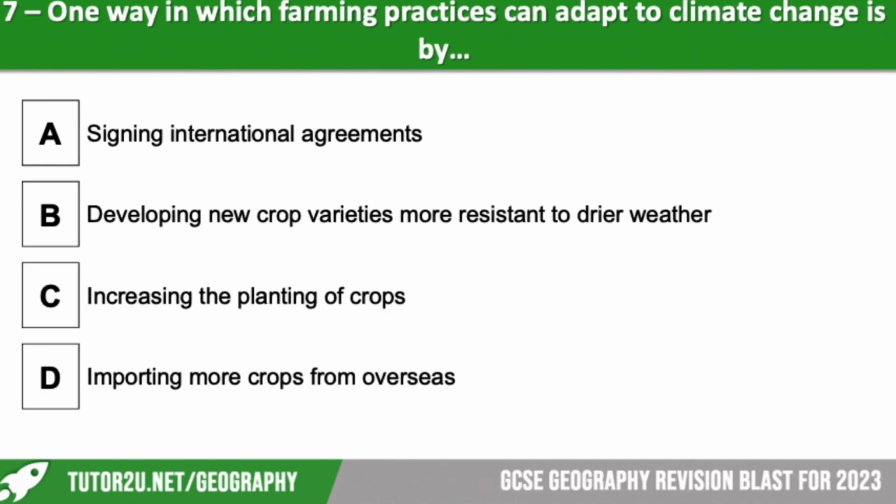Number seven, one way in which farming practices can adapt to climate change is by A, signing international agreements, B, developing new crop varieties more resistant to drier weather, C, increasing the planting of crops, D, importing more crops from overseas. So which one do we think is the correct answer? Have you worked it out? Let's reveal. It is B, developing new crop varieties that are more resistant to drier weather.